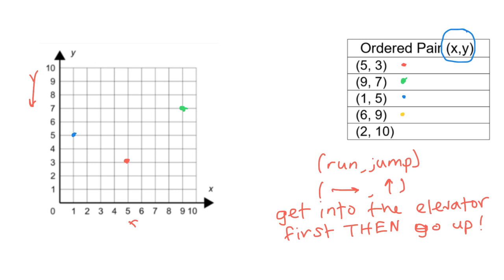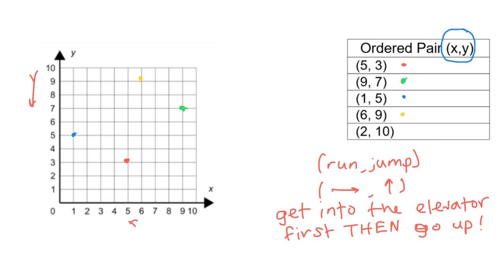Okay, I'm going to do yellow. I don't know if this one will show up super well. Oh, it looks nice. Okay, so we're going to run before we jump. We're going to go over before we go up. We're going to get into the elevator, walk into it before we can go up to that 4th floor. So I'm going to go to my x-axis. I'm going to go all the way over to 6. I'm going to draw this line here just so you can see this. So I'm going to go over to 6 and then up to 9. Up to 9. And then this is where my point goes. Okay, I'm going to erase those other pieces there because we don't need that line there. That is not part of our coordinate. It's just how we make it.